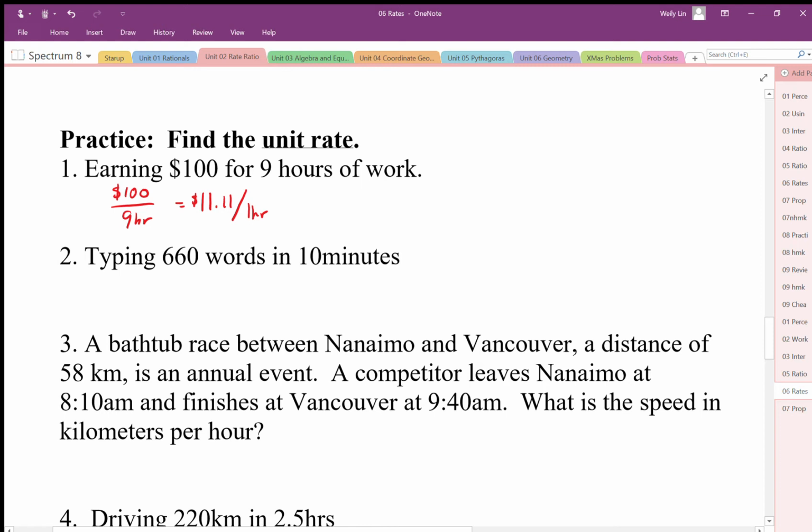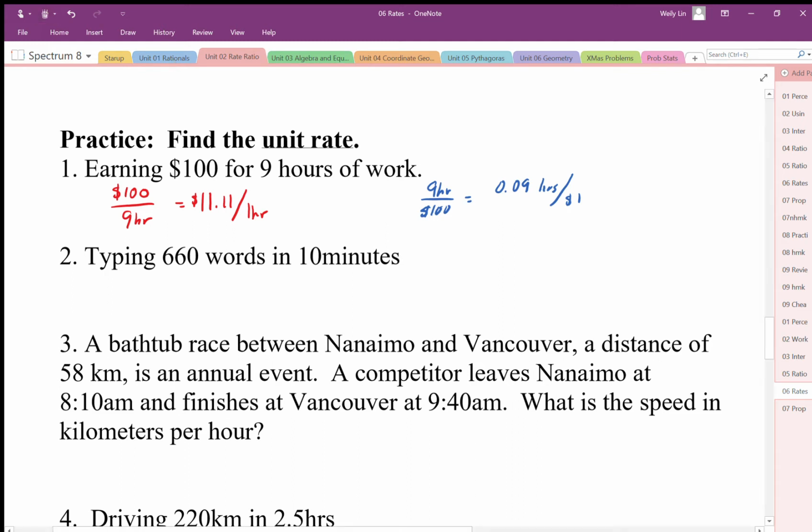Now the unit rates can also go the other way. We could actually divide the other way. I'll do this in a different color. This is equivalent: 9 hours for $100. So we get 0.09 hours per dollar. For $1 we have to work 0.09 hours.